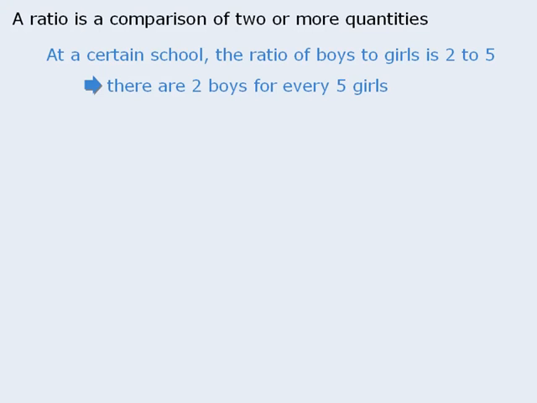Also note that the order of the numbers is very important. For example, if we were to say that the ratio of boys to girls is 5 to 2, then that would mean there are 5 boys for every 2 girls.